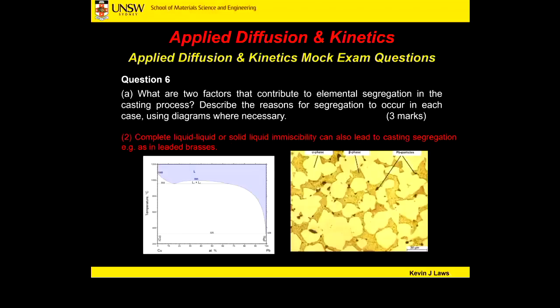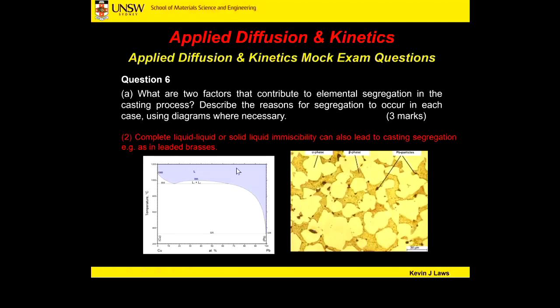The next one that leads to segregation in a casting is complete liquid-liquid or solid-liquid immiscibility, leading to casting segregation. Again, a nice phase diagram to show this would be very useful or handy. Basically this concept again comes down to bonding, but instead of a preferred bonding between the 2 constituents, it's a repulsion between bonds, wanting them to separate.